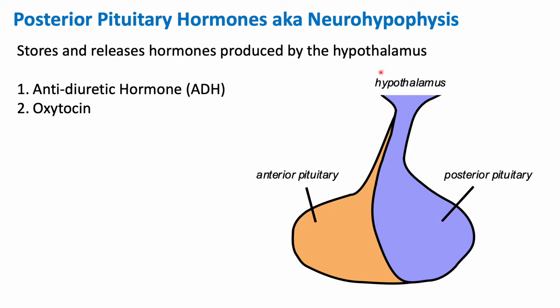Now, essentially, the hypothalamus also controls the posterior pituitary gland, and it will let this gland know when to release a certain hormone that it is storing. The posterior pituitary gland is responsible for storing and releasing two different types of hormones. First, we have our antidiuretic hormone, and we have oxytocin.